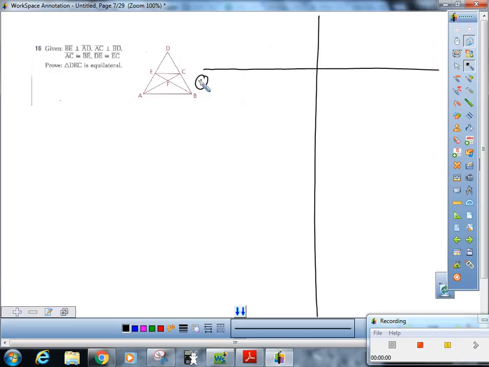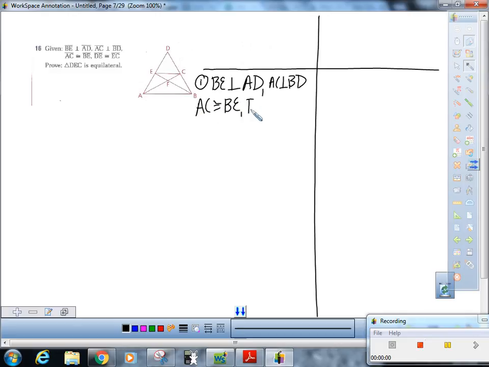All right, so we've got BE is perpendicular to AD. AC is perpendicular to BD. AC is congruent to BE. And DE is congruent to EC. All of that is given. Let me mark my picture accordingly.